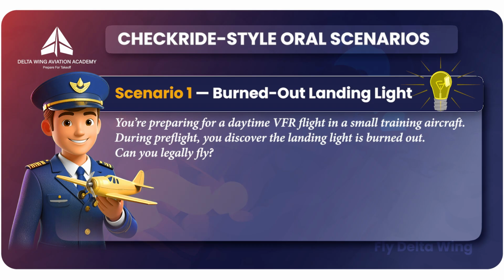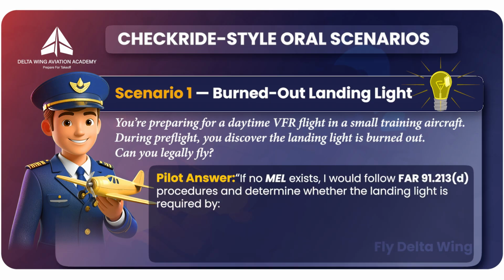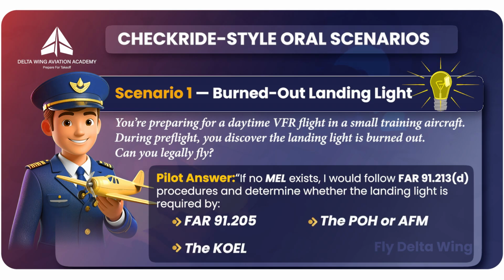DPE question: You're preparing for a daytime VFR flight in a small training aircraft. During preflight, you discover the landing light is burned out. Can you legally fly? Pilot answer: First, I would check whether the aircraft has an MEL. If no MEL exists, I would follow FAR 91.213(d) procedures and determine whether the landing light is required by FAR 91.205, the KOEL, the POH or AFM, or ADs.